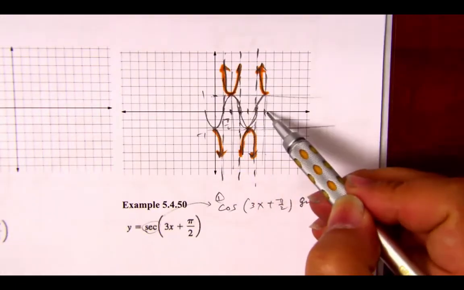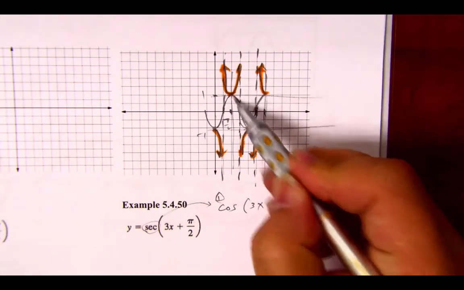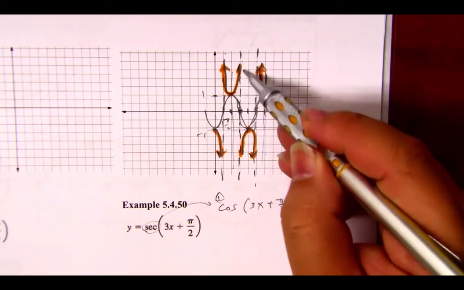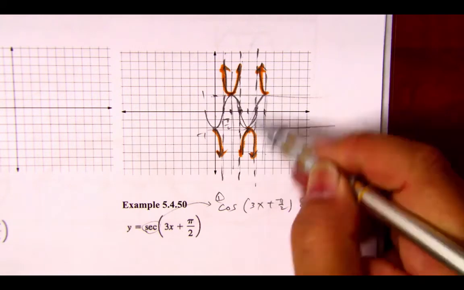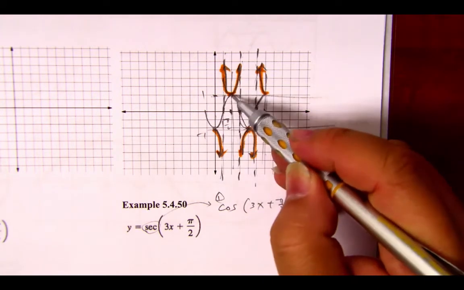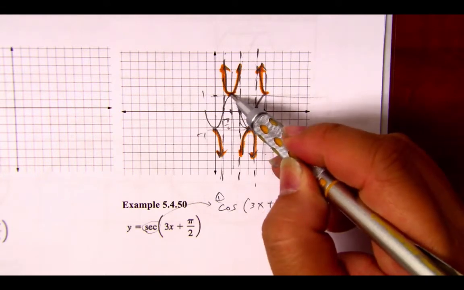And then, just like over here, you would use that as a baseline. The middle part right here, that's a 0, right? When you reciprocate that, it becomes undefined. Therefore, it becomes the vertical asymptote. And then the reciprocal of 1 is 1.